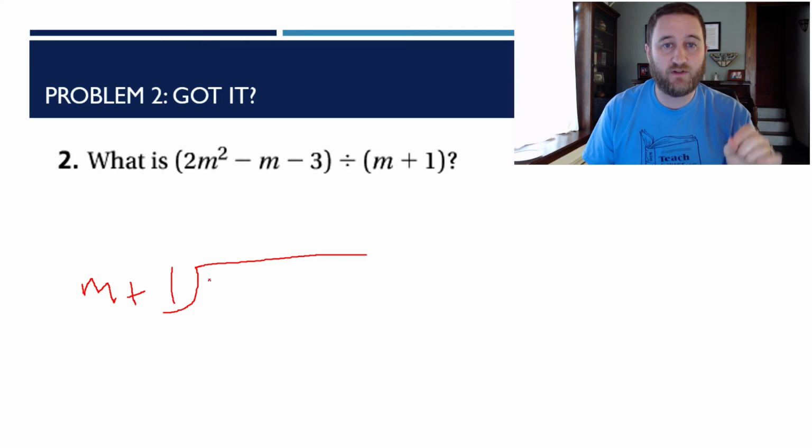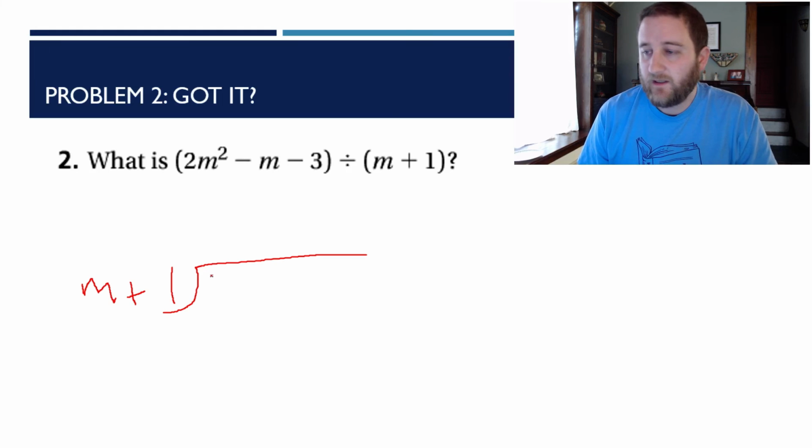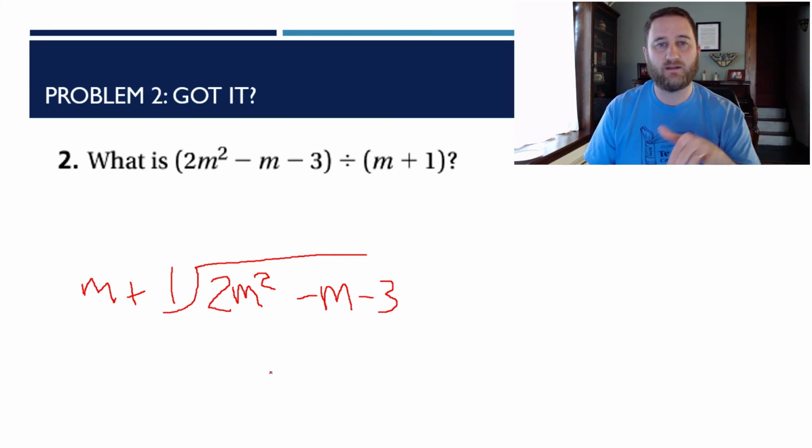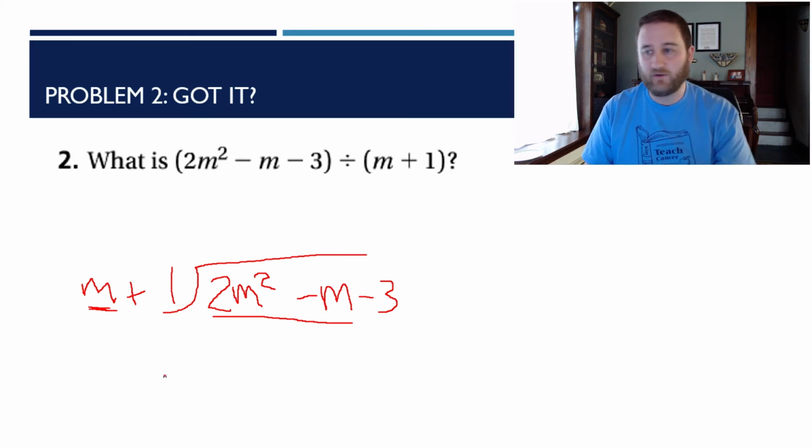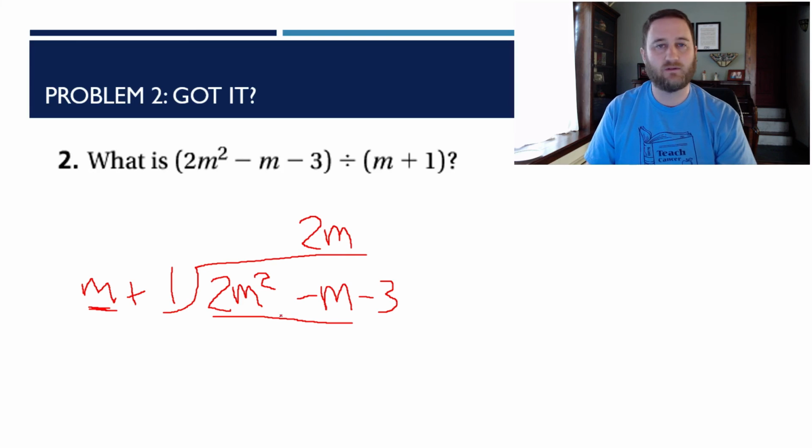So hopefully you took some time to actually work that out. I'm going to go ahead and work through this with you. We're going to do 2m squared minus m minus 3 on the inside. Remember, when we're dividing like this, you only want to divide using the first term. See how many times m goes into 2m squared first. So we're going to look at these two terms first. So m goes into 2m squared 2m times. So I'm going to put the 2m right there.